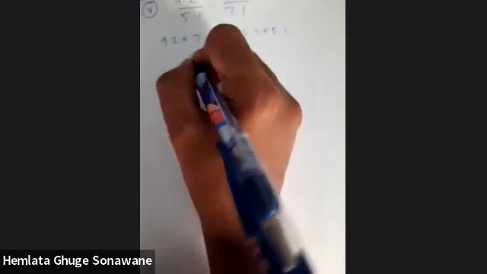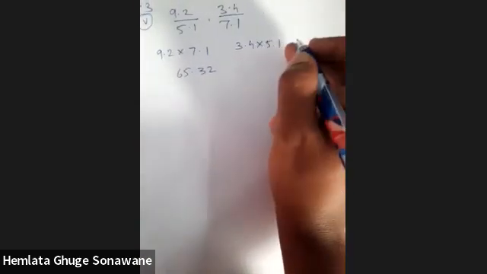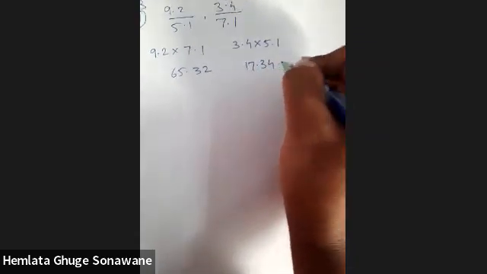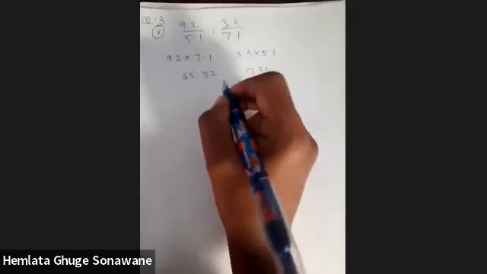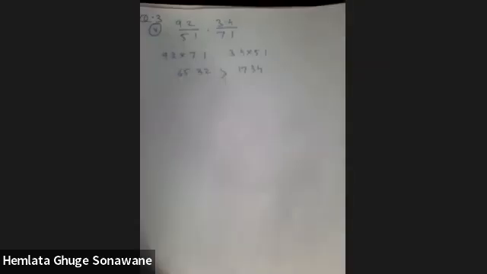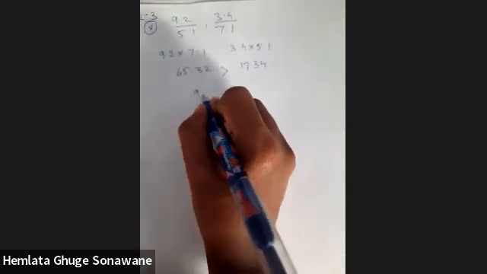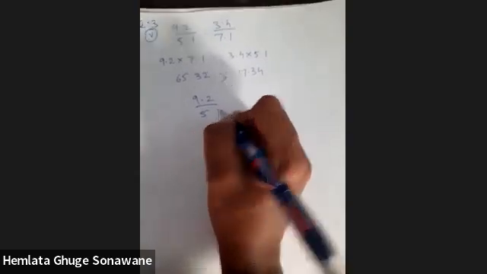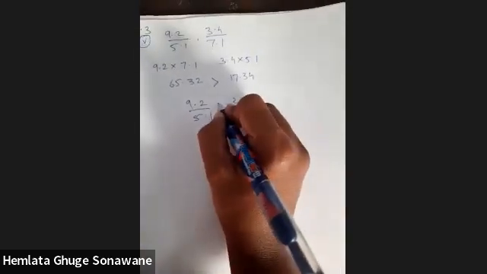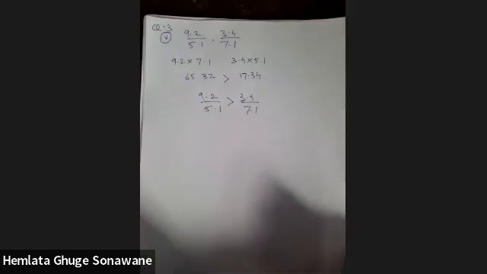This becomes 65.32 and 3.4 into 5.1 becomes 17.34. Now we can compare. 65.32 is the greater number. So we'll mark like this. We'll write down the given pairs, that is 9.2 upon 5.1 and 3.4 upon 7.1. So the first term is greater than the second.